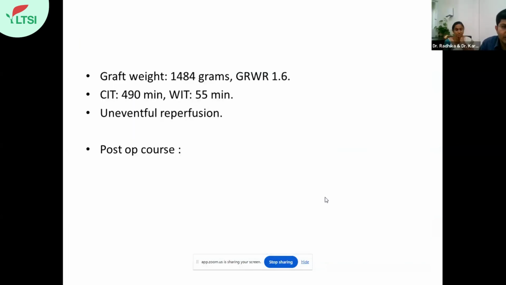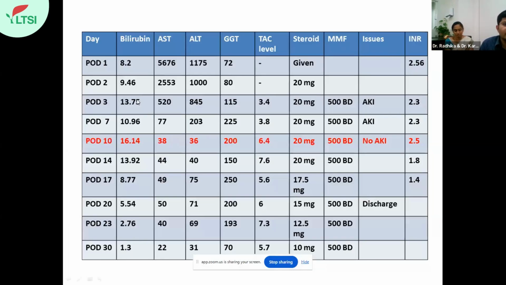The graft weight was 1,400 grams, and the cold ischemia time is around 490 minutes. Uneventful reperfusion. So this is the post-op course, where on post-op day 1, the bilirubin is 8.2, the enzymes AST is 5,676, and ALT is 1,175, with an INR of 2.5. On post-op day 2, the bilirubin is 9.46, and if you observe, the AST has drastically come down to 2,553, but the ALT is lagging behind, and it is 1,000. The gamma GT is 80, and steroids are going on for the patient.